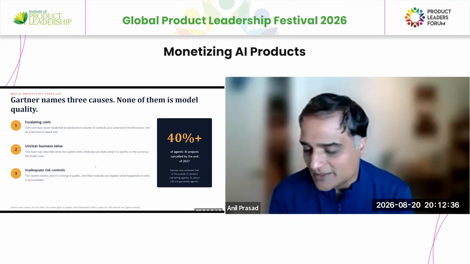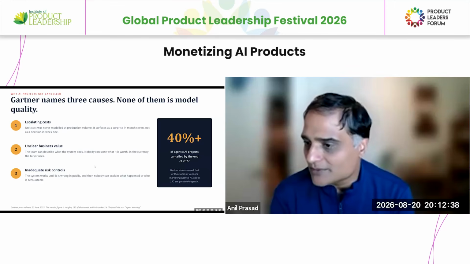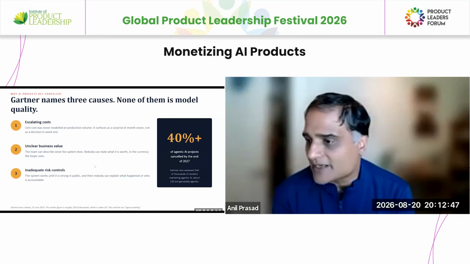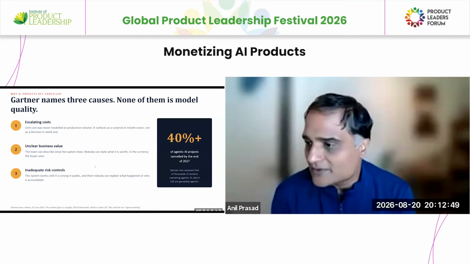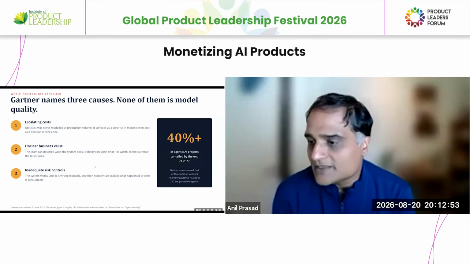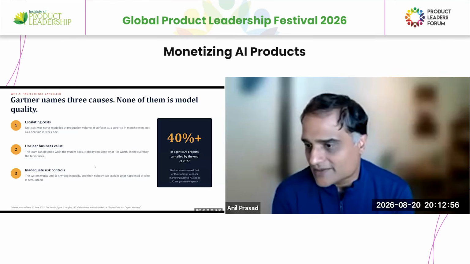Number two would be the business value, so business outcome. That is unclear. It's not clear how agents would solve the business outcome or create business value. The teams can describe what they do, but nobody can state what it is really worth, right? How does an agentic AI result in a business outcome? That question is not answered yet.